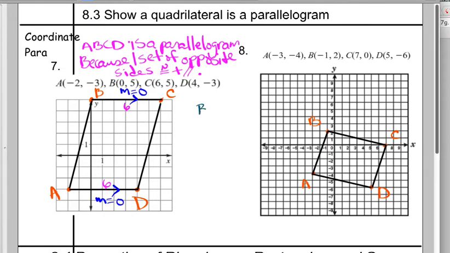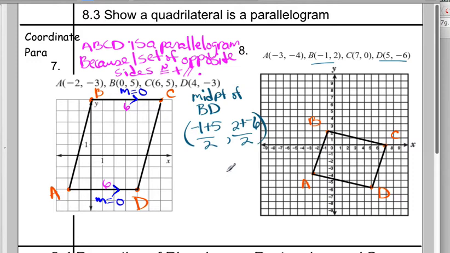One of the diagonals is BD. So if I'm looking at BD and I'm going to find the midpoint of it, then what I'm going to do is I'm going to be looking at points B and D, and I'm going to use the midpoint formula. The midpoint formula, remember, is you add your x's and divide by 2, and then there's a comma, and then you add your y's and divide by 2, and then that's the point. So this would be -1 and 5 is +4 divided by 2 is 2. And then here, 2 minus 6 is -4 divided by 2 is -2. That is the midpoint of BD.